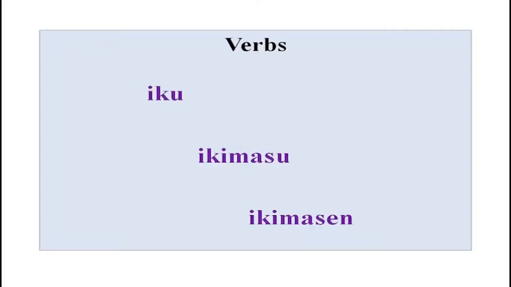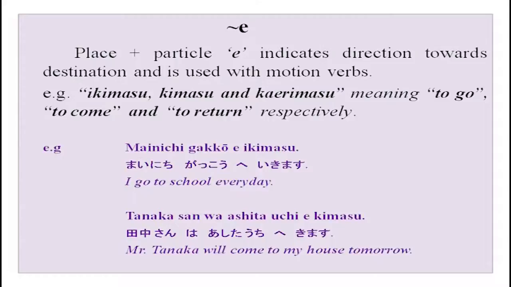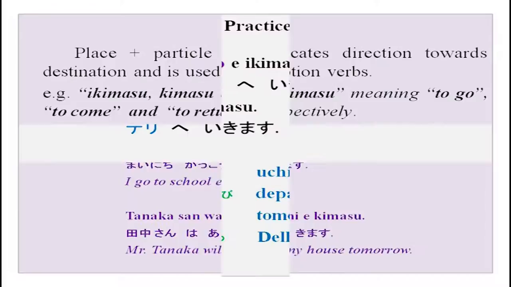Now, particle e, as I just told you, indicates direction. Place plus particle e indicates direction towards destination. Thus, it is used with motion verbs, ikimasu, kimasu and kaerimasu, and means to go, come and return respectively. So, well, this we have already done. I have already covered this with you. Well, we'll practice now.